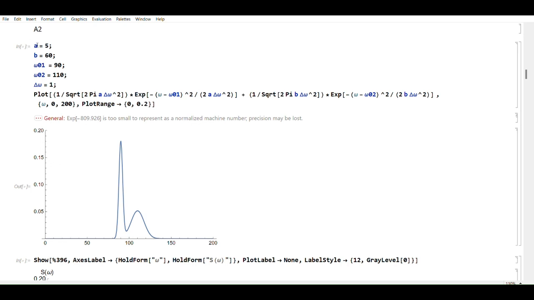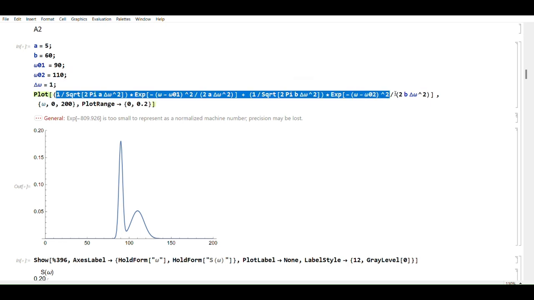The width is very small, which is 5. Sorry, the width is A times delta omega squared, so 5 times delta omega squared. Delta omega is 1, that's why I said 5. So the expression for the spectral density is over here. This is the expression for the spectral density.